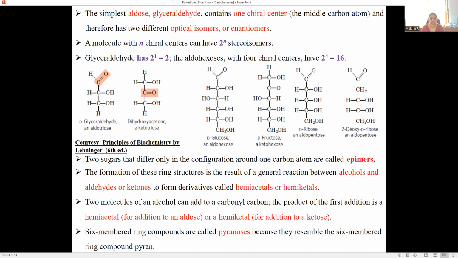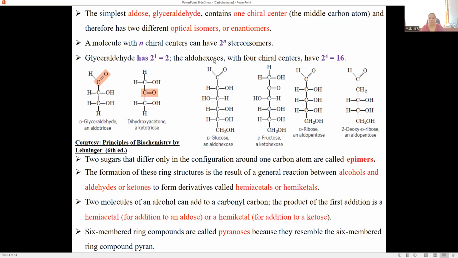The number of chiral carbon atoms will decide the number of stereoisomers present in the structure. You have a general formula for calculating how many stereoisomers a particular carbohydrate molecule will possess. You have 2 to the power n stereoisomers, so to calculate that, you use the formula 2 to the power n, where n denotes the number of chiral carbon atoms, or chiral centers. So if you have only 1 chiral carbon atom, 2 to the power 1, you get 2.